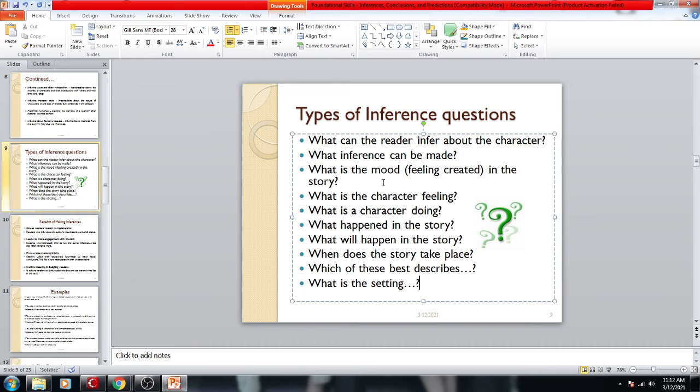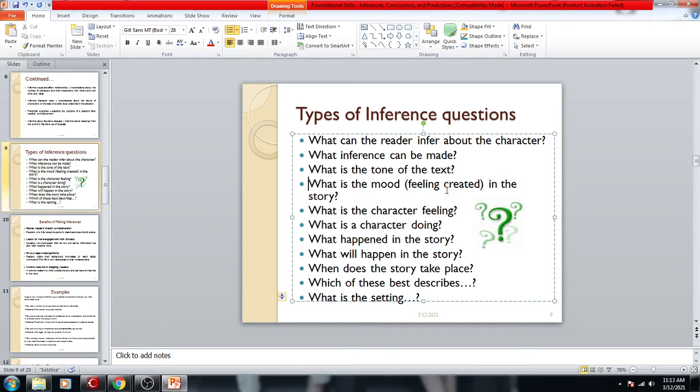But of course, making inferences is not restricted to fiction texts. It is used when you read fiction and non-fiction texts. So what is even the tone? What is the tone of the writer or the text? What is the tone conveyed, whether the text is fiction or non-fiction? I think you know the difference. We've already talked about these terms last semester.